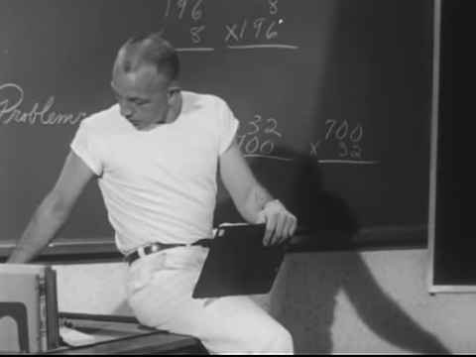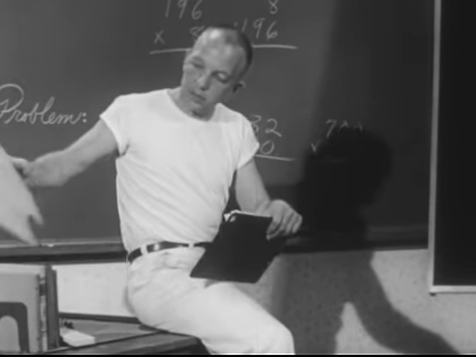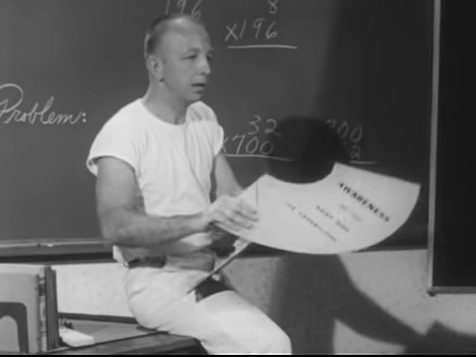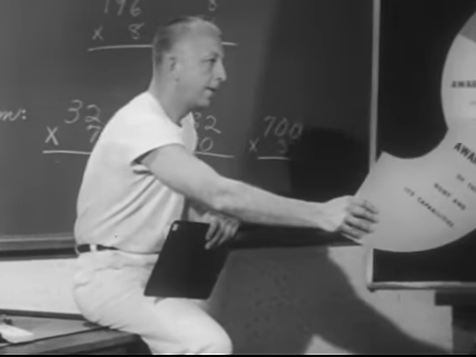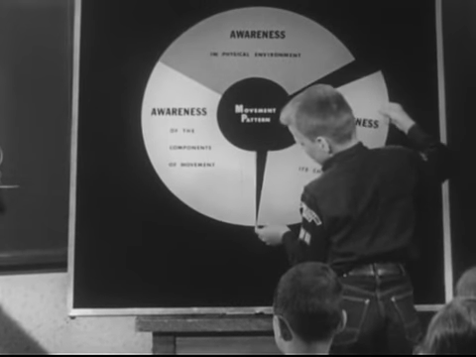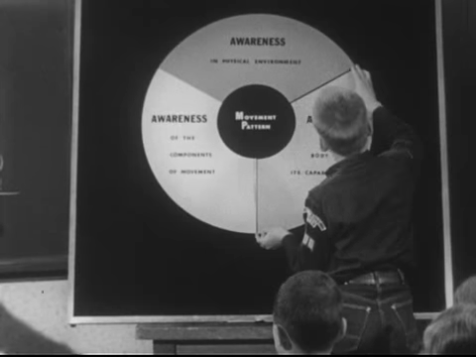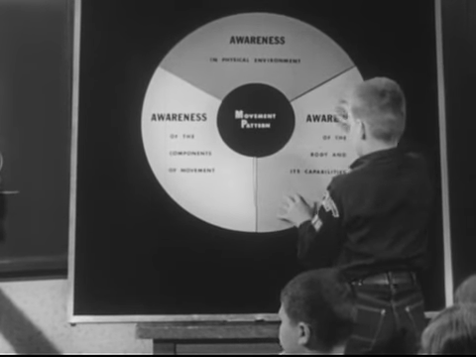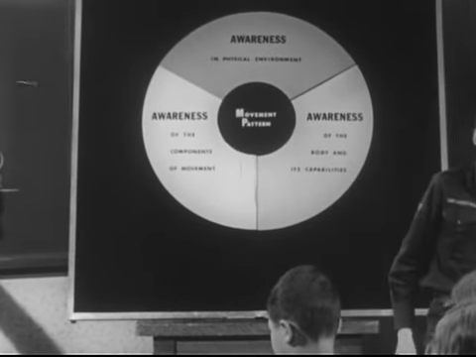Now, the next awareness that we are concerned with is the awareness of the body as capabilities. Peter, will you put that on the board for us? Now, what are some of the capabilities of the body? What can the body do? Sally? Well, it can twist and collapse.